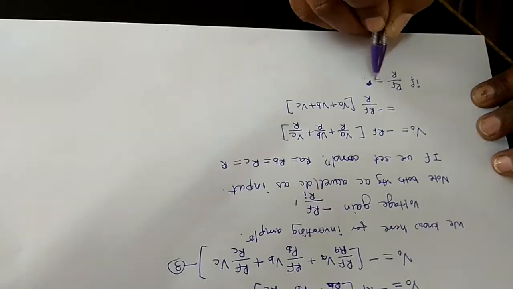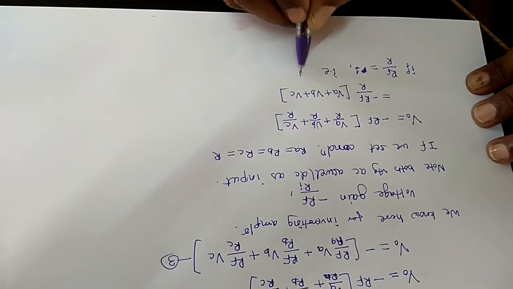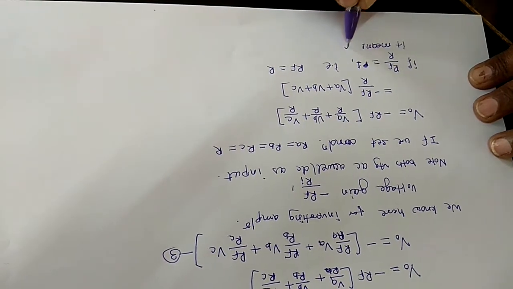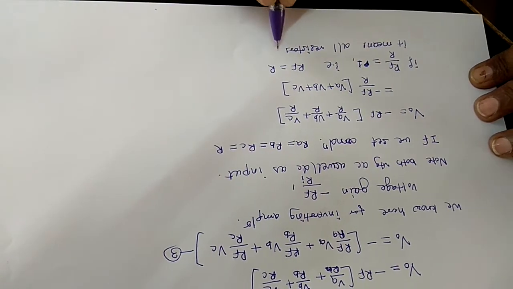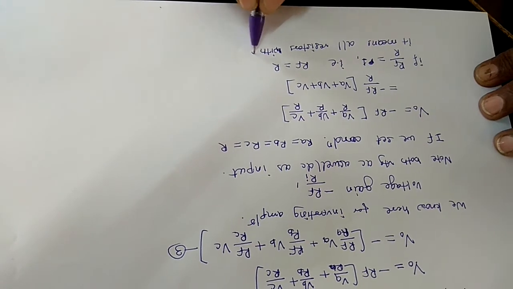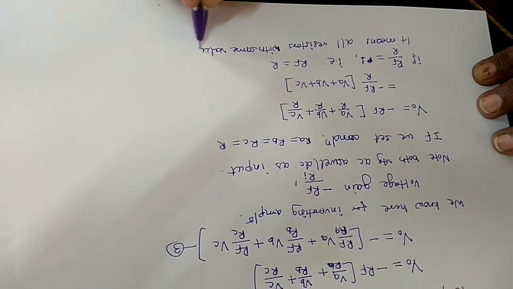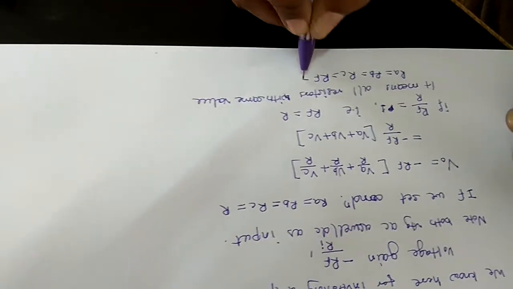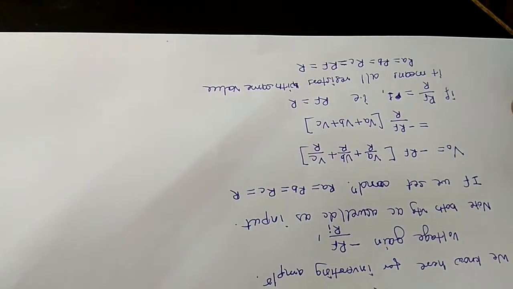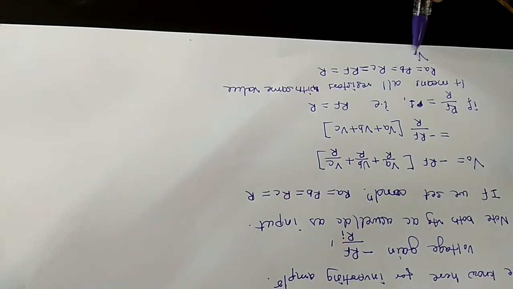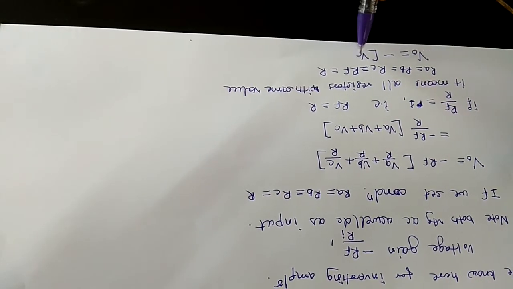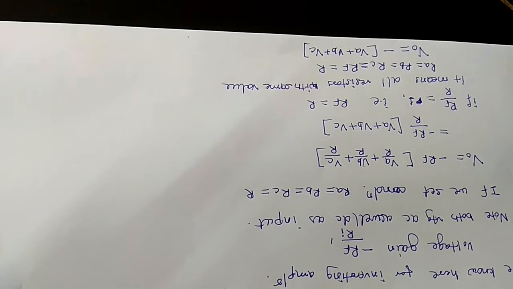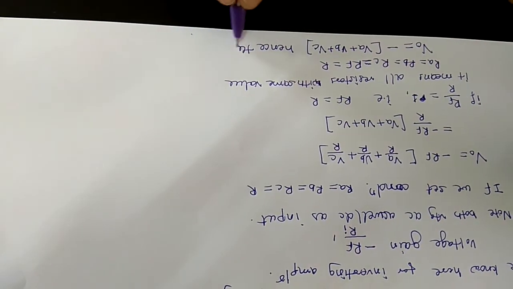If RF by R is equal to 1, that is, RF is also equal to R. It means that all resistors with the same value, that is RA equal to RB equal to RC equal to RF equal to R, will give output voltage V0 equal to the negative sum of all input voltages, VA plus VB plus VC, and hence this is the summing function.